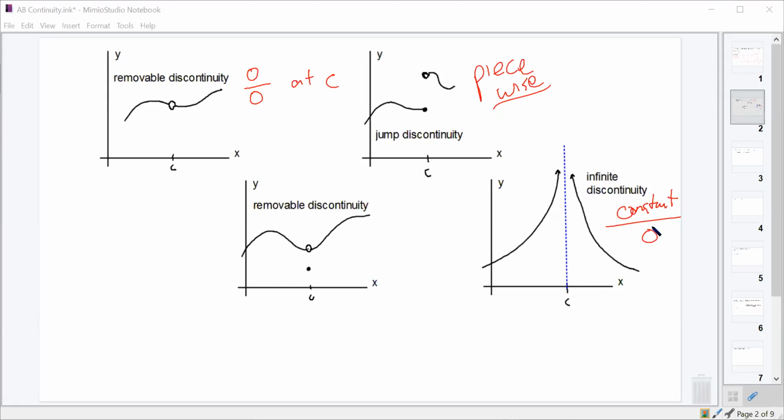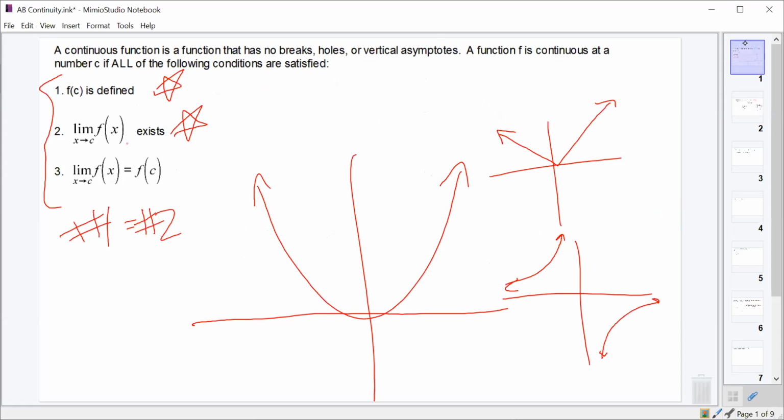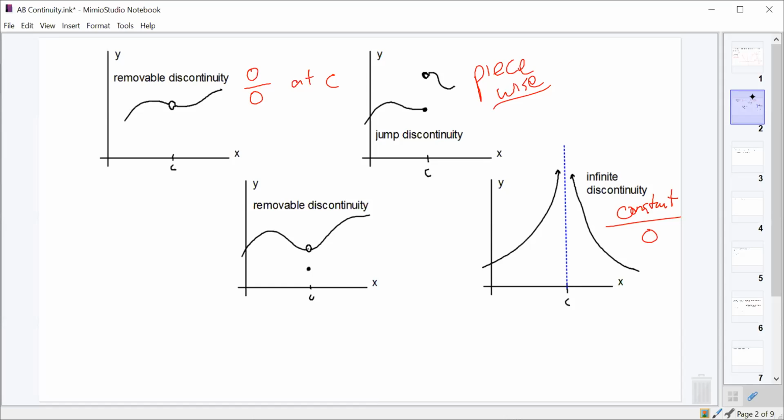So real quickly, from the criteria from the previous page on being continuous at C, right? The first criteria being the function is defined there, the second being the limit exists there, and the third being those are equal. Which does the removable discontinuity here fail? Does it fail number 1, number 2, number 3, all of the above? So let's start at number 1. Is our function defined at C for this removable discontinuity? No. So we can immediately say this one fails number 1.